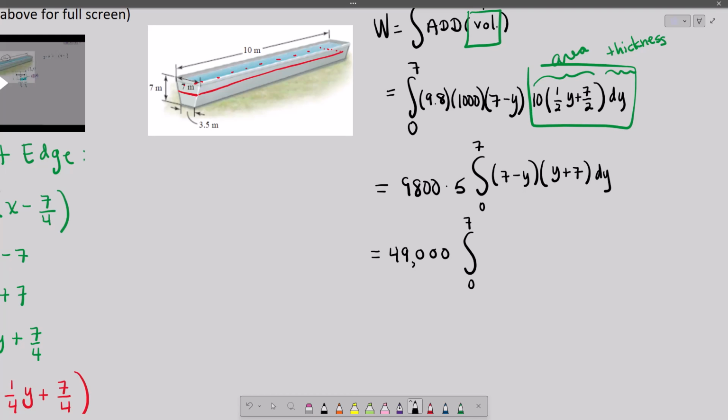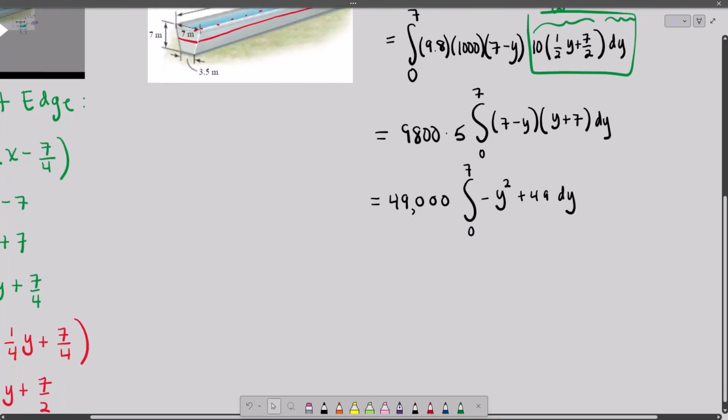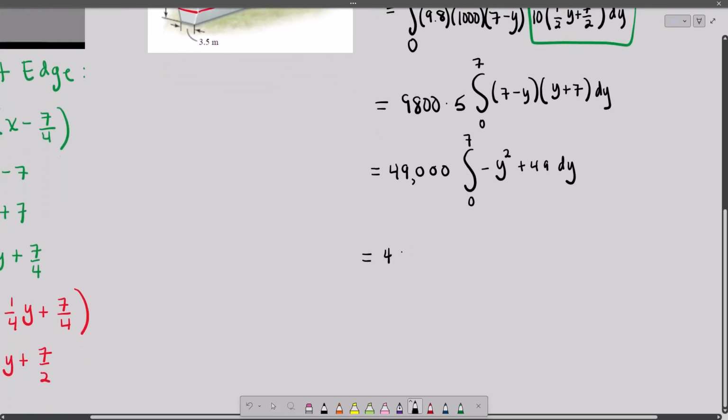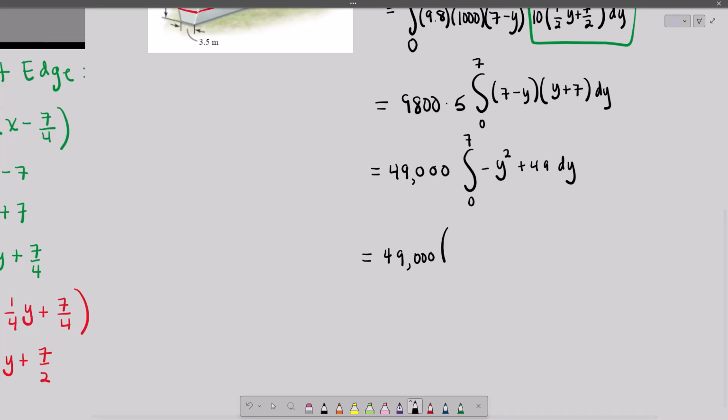And then on the inside, we'll FOIL. We'll have a leading term of minus y squared. The middle term, the inner and the outer, are going to cancel, though. We're going to have a minus 7y and a plus 7y, which will cancel, and then a plus 49. So that'll be our simplified integrand when we FOIL. And then we'll integrate that part, and we're going to get minus y cubed divided by 3 plus 49 times y, from 0 to 7.